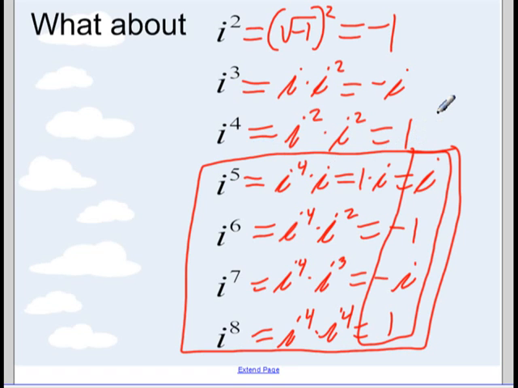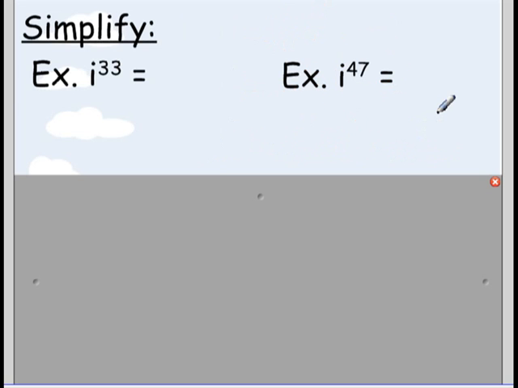That's kind of crazy. Let's look at a couple examples. So i to the 33rd power. Well, the easiest thing to do is look for the closest multiple of 4 to that exponent. So the closest multiple of 4 that I know is 32. So I'm going to rewrite this as i to the 32nd times i to the 1st, which would get me to the 33rd. And this is just 1, because again, that exponent's a multiple of 4. So that becomes 1 times i to the 1st, which is just i. So i to the 33rd is just i.